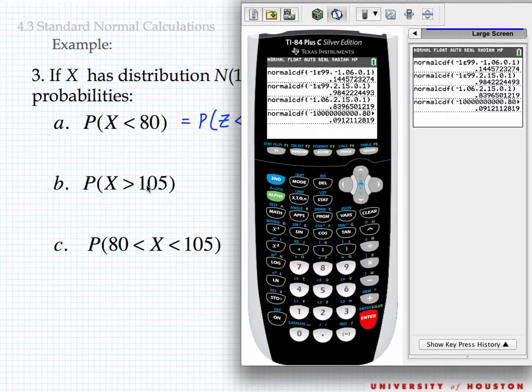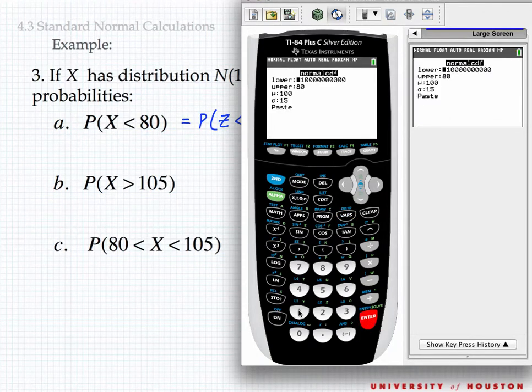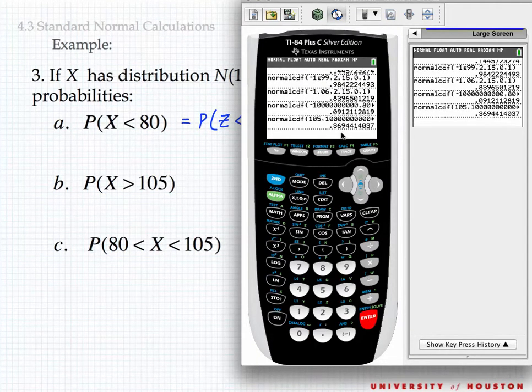The probability that x is greater than 105: 105 would be my lower limit. My upper limit would be a large number. Mean and standard deviation are still in there. 0.3694.